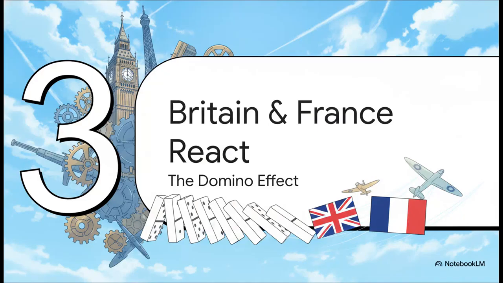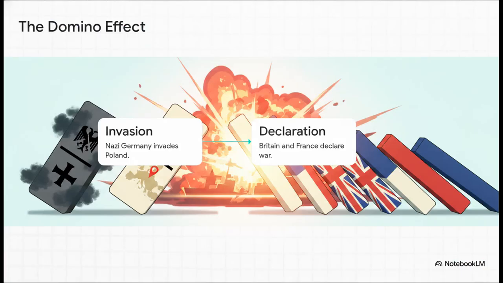Moving on to Section 3, Britain and France react, and the domino effect. What happens next is a textbook direct cause and effect reaction. Step 1, the aggression, Nazi Germany invades Poland. Step 2, the consequence, Great Britain and France declare war on Germany. It's a perfect and terrifying example of how diplomatic alliances and international treaties work in practice. The world didn't gradually fade into conflict. It was a definitive, structured escalation where one single border invasion instantly triggered massive multinational war declarations.